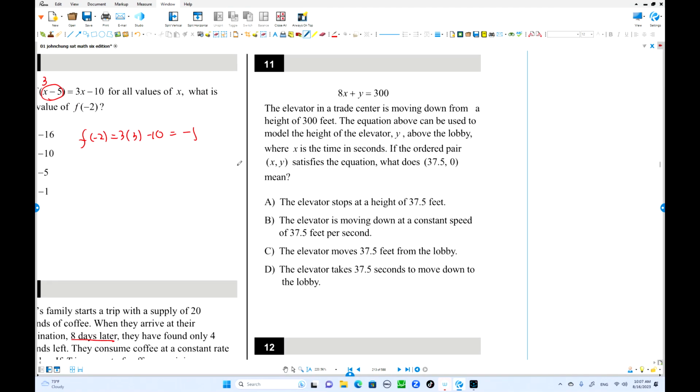8x plus y equals 300. The elevator in the World Trade Center is moving down from the height of 300. Okay. Yeah, this is the height of the elevator, y, above the lobby. Okay, x is the time. For example, if time equals 0, the height is what? 300 over here, okay? The elevator starts from here, measured at 300. So it is getting down.